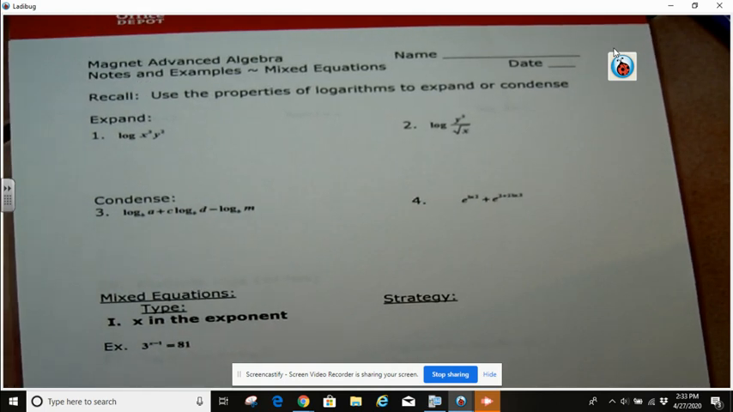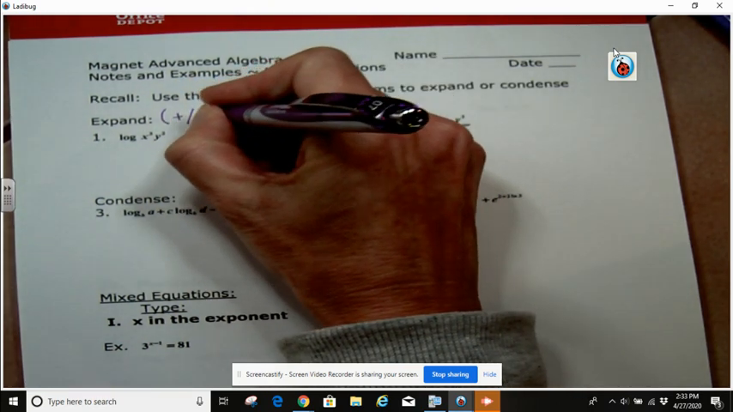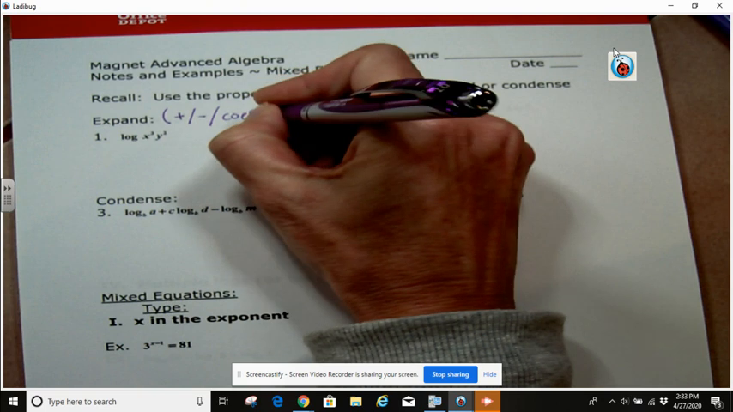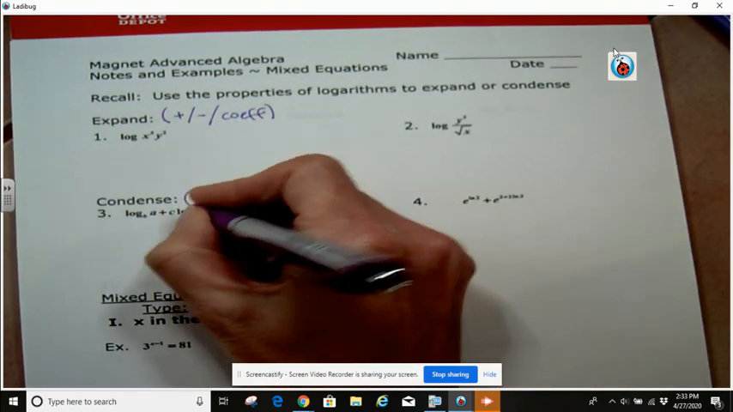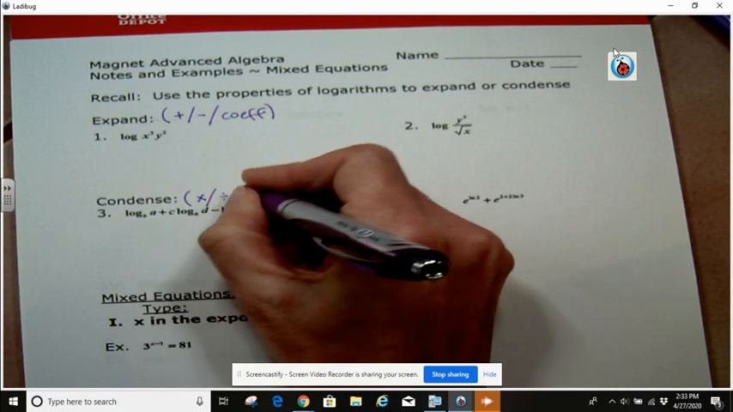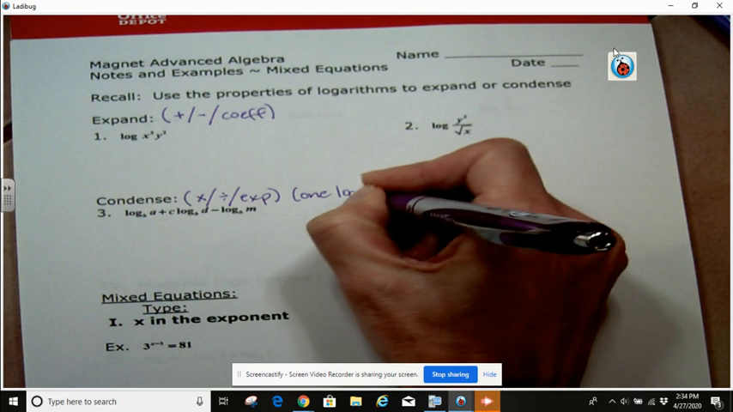So remember that if you're expanding, you use addition, subtraction, and coefficients. And condensing uses multiplication, division, and exponents, and we should also only have one logarithm.